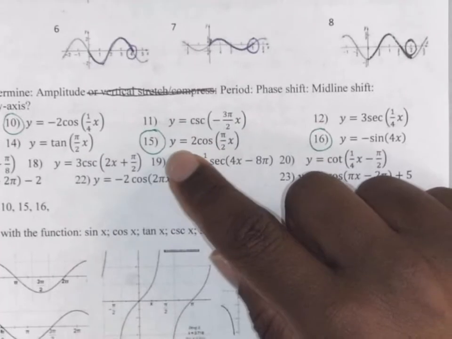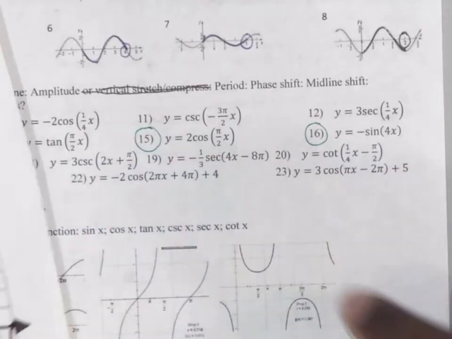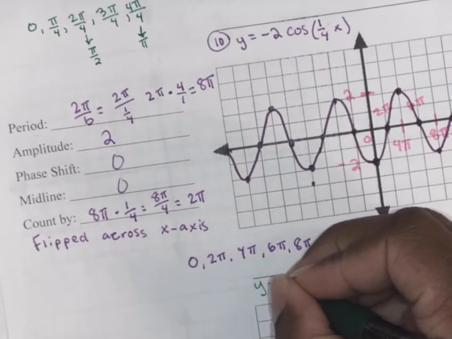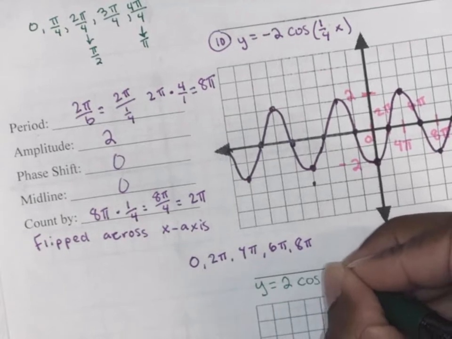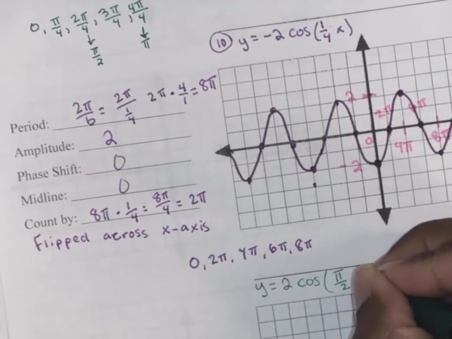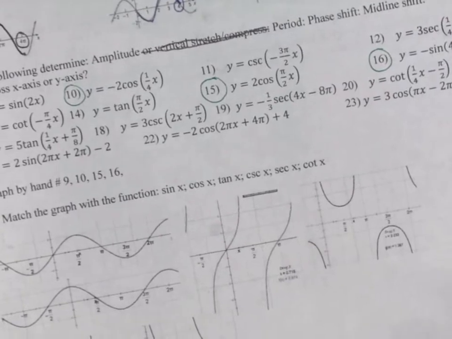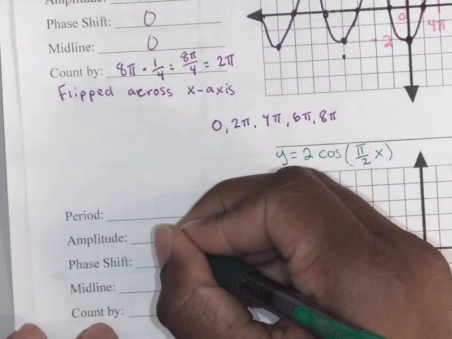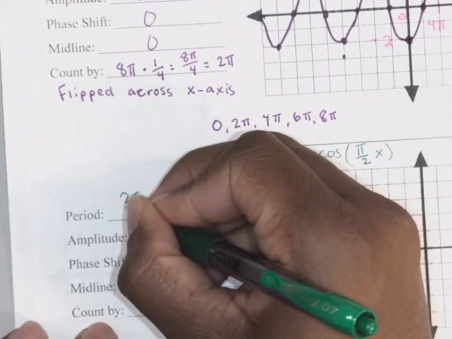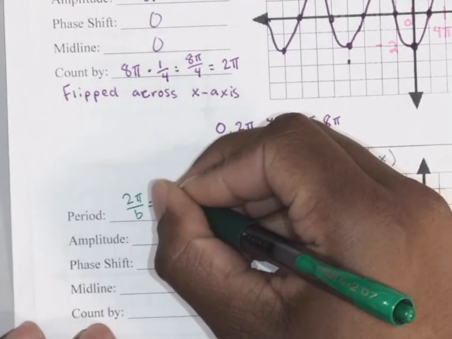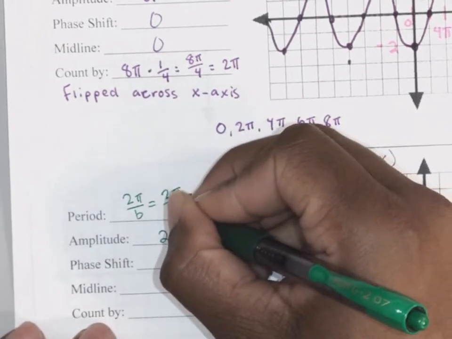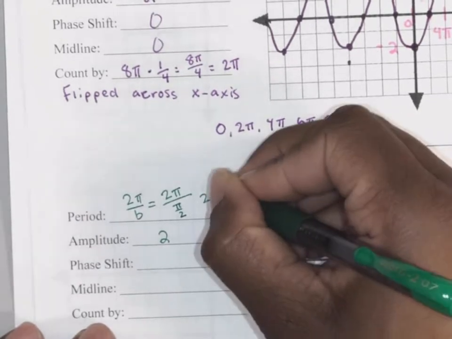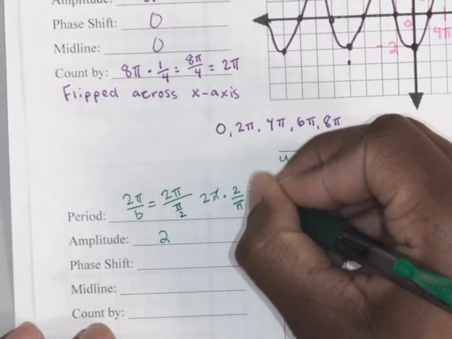Number 15, y equals 2 cosine pi over 2x. Let me make sure I got it right. Yeah, I think that's it. All right, amplitude's 2, period is 2 pi over b. Here b is pi over 2, so 2 pi divided by pi over 2. I'll keep 2 pi, I'll multiply by 2 over pi. The pi's cancel and I have 2 times 2, which is 4.